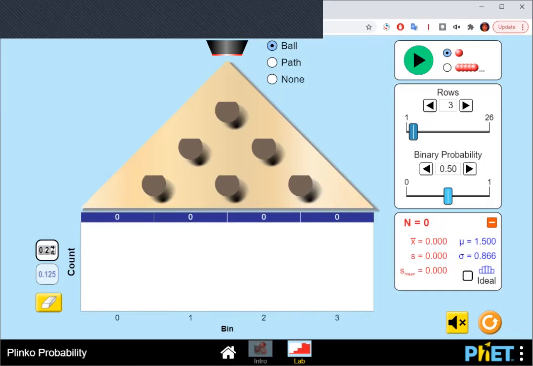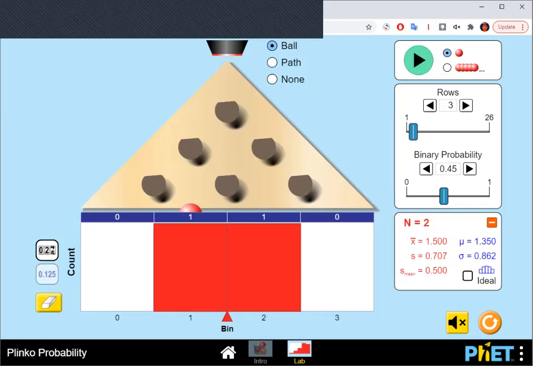You could make it more interesting and say, let me tilt this a little bit to the left, slightly, so that there's now a 0.45 probability of going to the right. So it's more likely to go left, as gravity suggests, so to speak. These balls are slightly more likely to go to the left. And so ideally, you would expect these to happen.